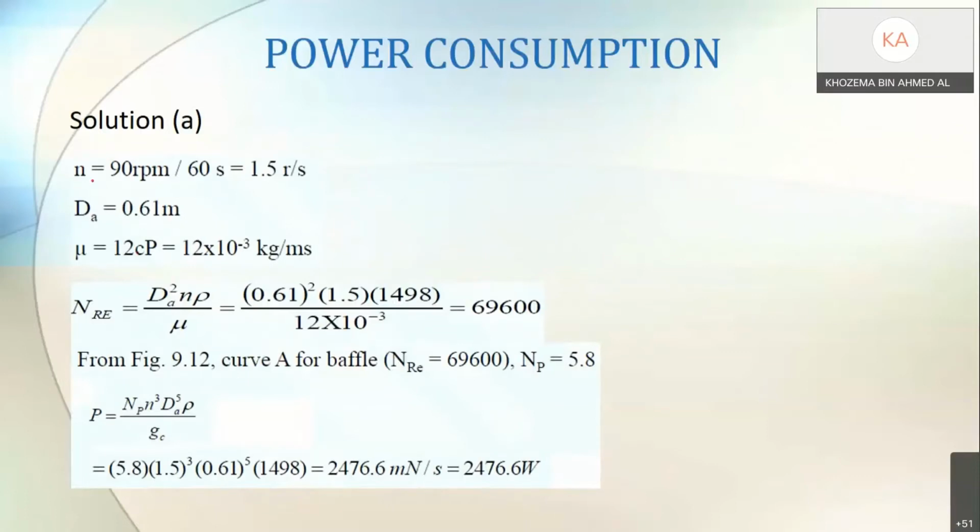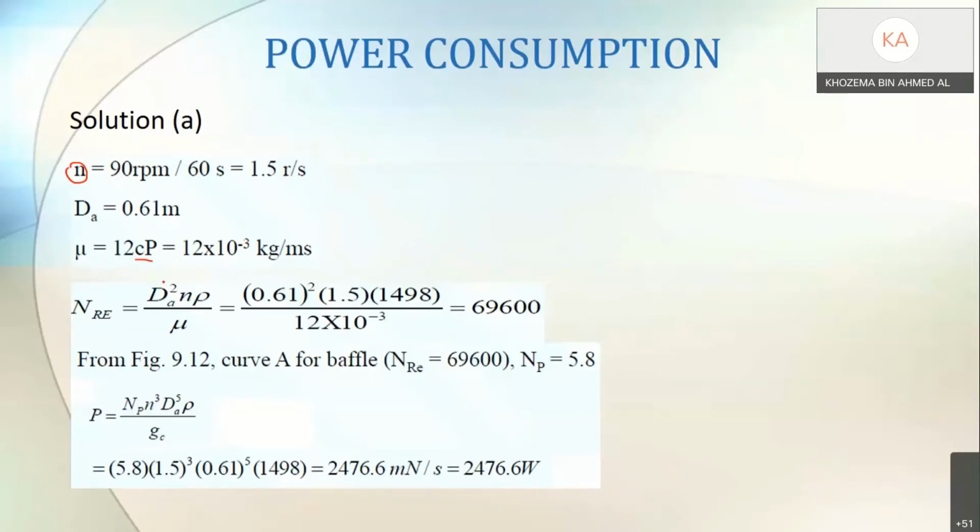First of all, as I mentioned just now, always change the value of N from RPM to RPS. So 90, just divide by 60. So you will get 1.5 RPS. And we just mentioned that dA is 0.61, right? Your viscosity is 12 cp. Now cp has the same unit as 12 times 10 to the power of minus 3 kg per meter per second.